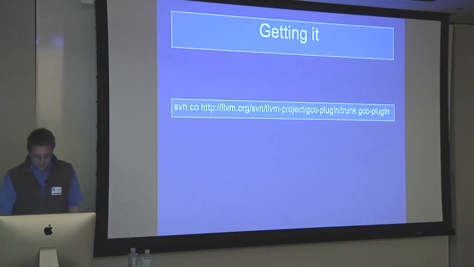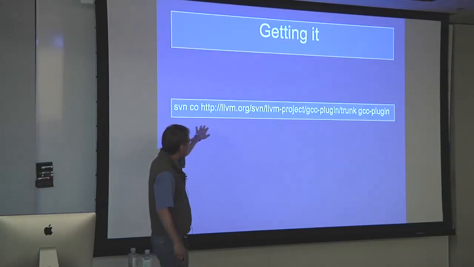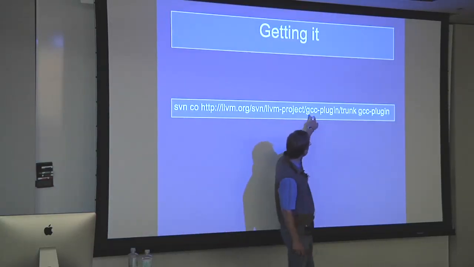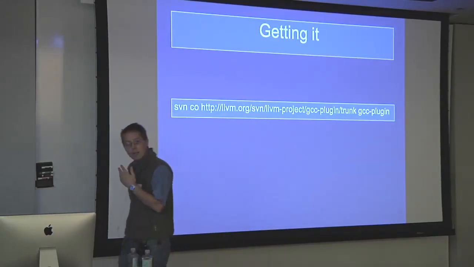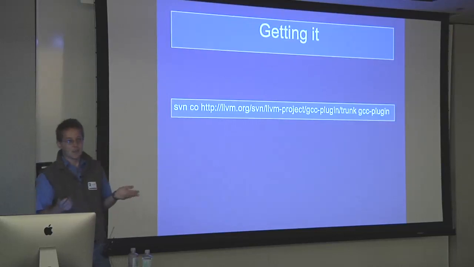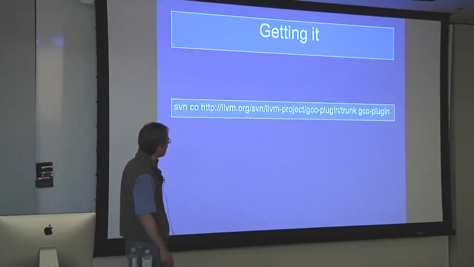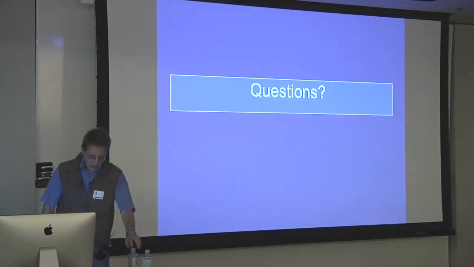If you want to get it, you can check it out from the LLVM Subversion repository. It's the same place as for LLVM. You just replace LLVM with gcc-plugin. Check it out. It's got a really horrible build system, but it kind of works, you know. So there's a little file which explains how to build it. It's pretty early days, but it kind of works. And if you've got any questions, ask away.